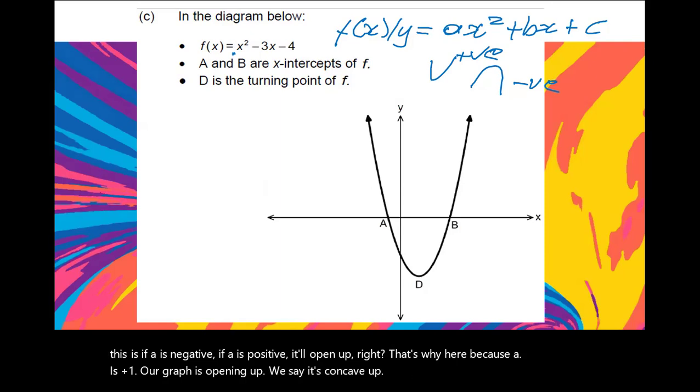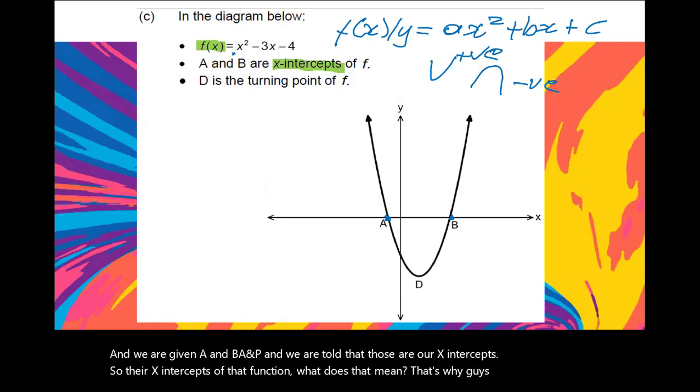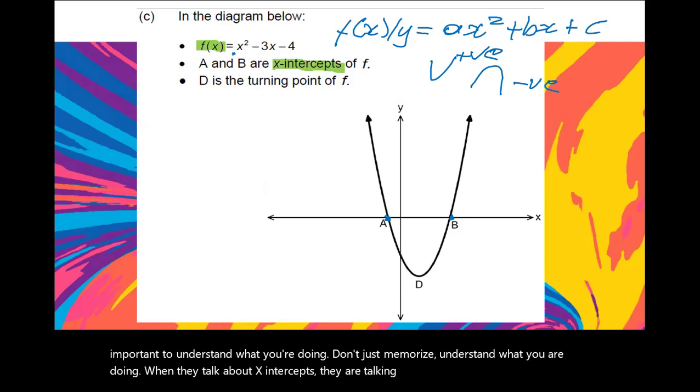And we are given A and B, and we are told that those are our x-intercepts. So they are x-intercepts of that function. What does that mean? That's why, guys, it's very, very important to understand what you're doing. Don't just memorize. Understand what you are doing. When they talk about x-intercepts, they are talking about the points where the graph touches the x-axis.